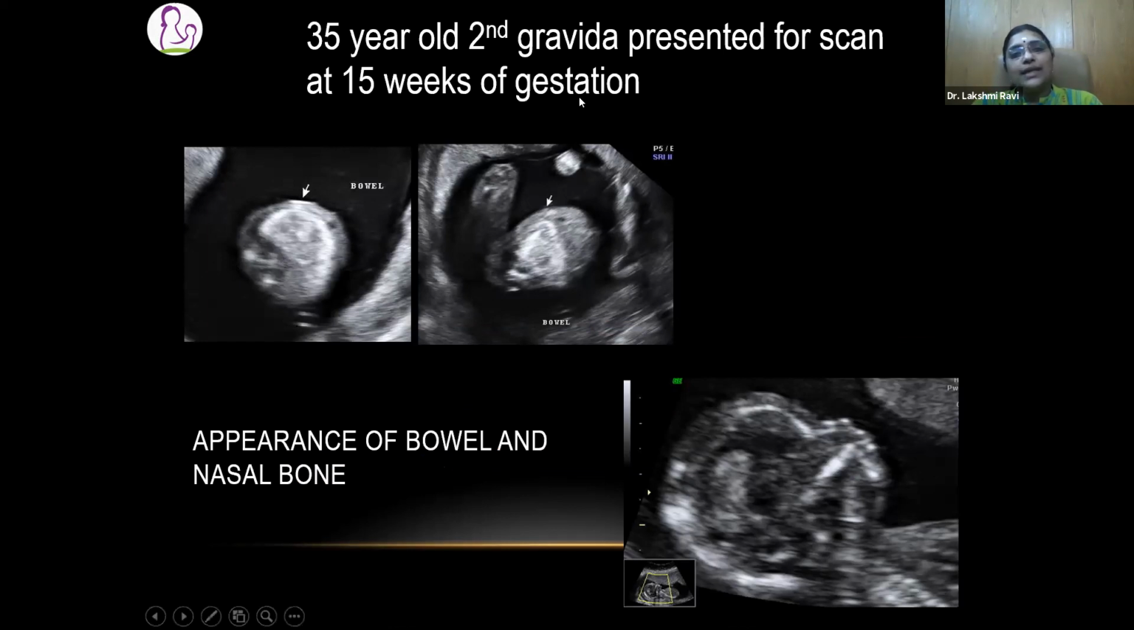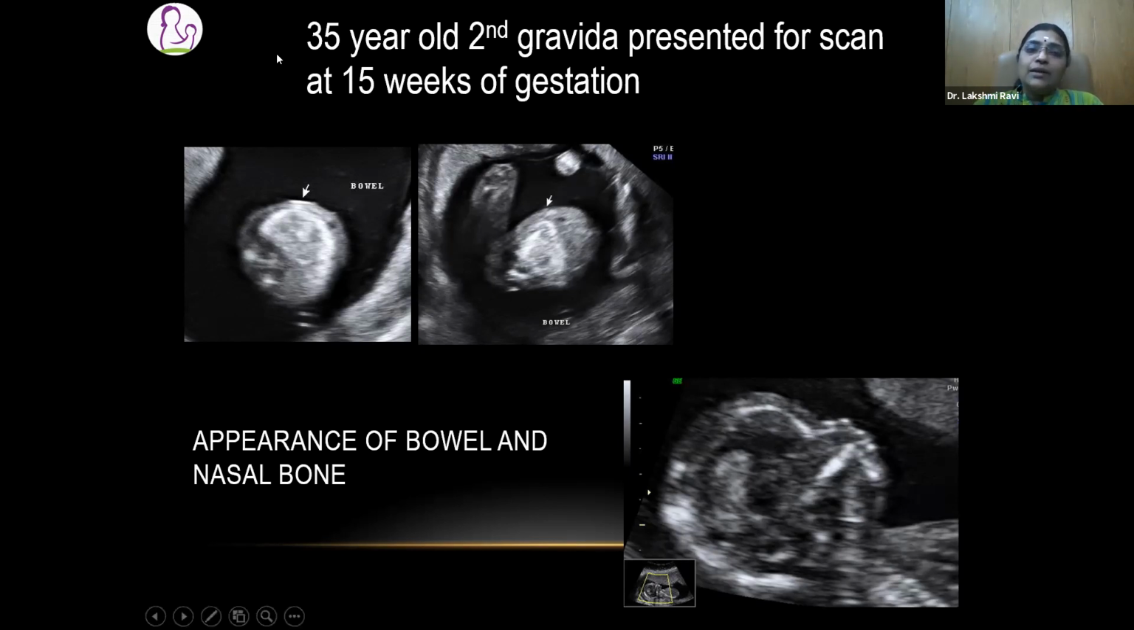So this is a 35-year-old second gravida who presented for a scan at 15 weeks of gestation. At 15 weeks of gestation, we felt that the bowel was as echogenic as the bone, and the nasal bone was imaged, but it was not that echogenic. It was not more echogenic than the skin line. Because of the presence of echogenic bowel and the unossified nasal bone, or we were not very clear about the ossification of the nasal bone, maybe it is hypomineralized.